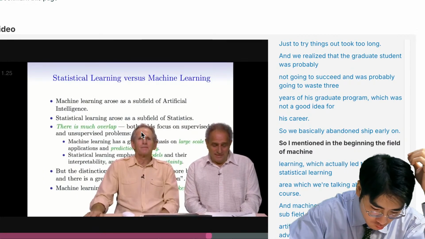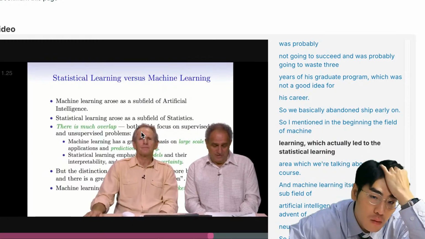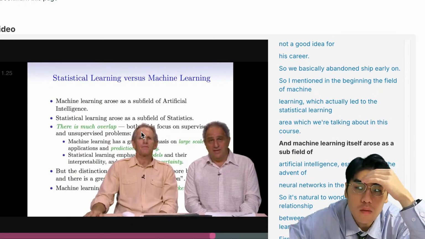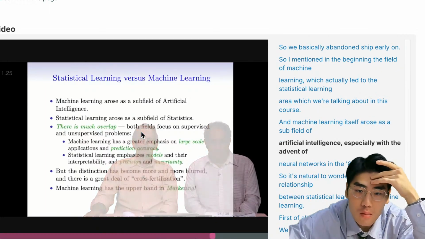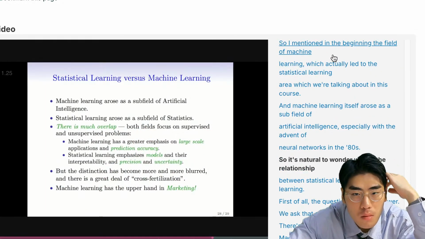So I mentioned in the beginning the field of machine learning, which actually led to the statistical learning area, which we're talking about in this course. And machine learning itself arose as a subfield of artificial intelligence, especially with the advent of neural networks in the 80s. So it's natural to wonder what's the relationship.